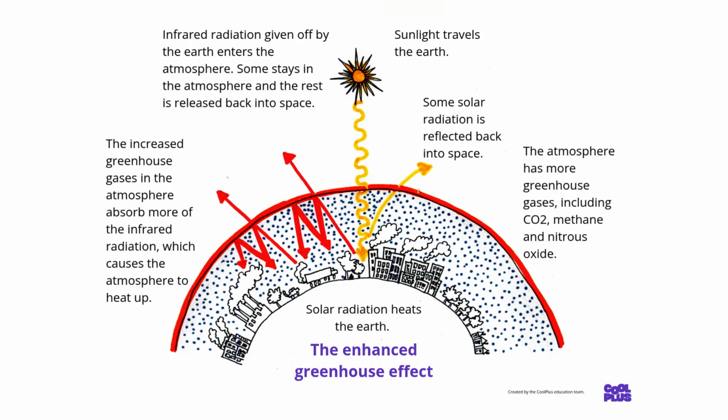And then this diagram just repeats the same idea visually. Sunlight travels to Earth. Some energy is reflected. Some is absorbed. The surface warms, gives off infrared. But now that we have more greenhouse gases, that infrared radiation is absorbed and redirected.